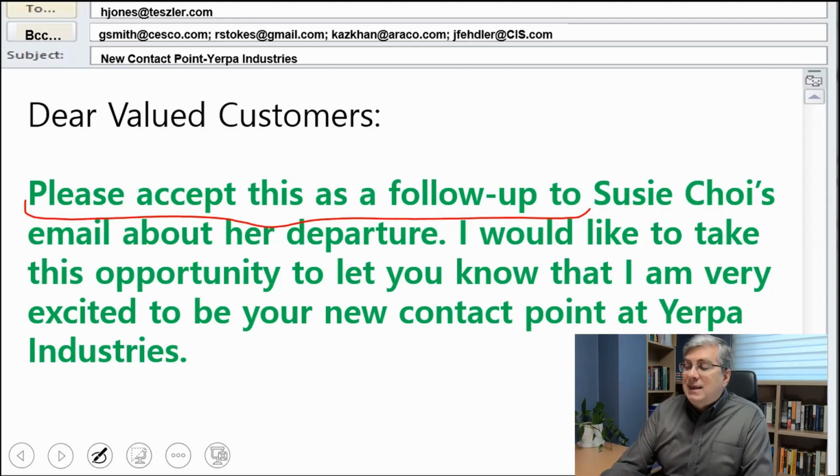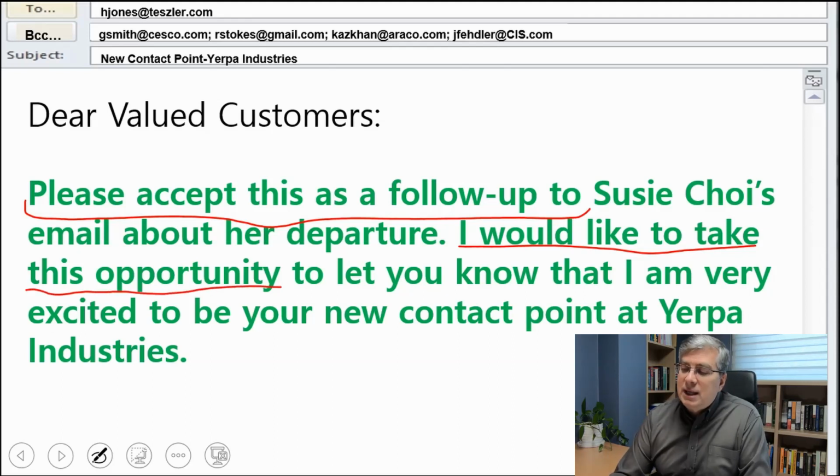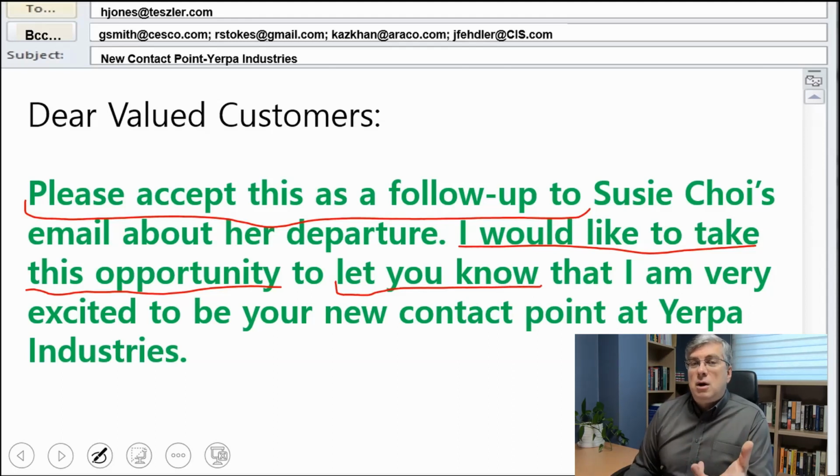I would like to take this opportunity. This is also a good expression. Now here you notice to let you know, and as I pointed out in an earlier unit, let you know is a little less formal, but it's also friendlier. I mean, you could say to inform you that, but to let you know that is more casual, but it also sounds maybe a little friendlier. So that's what I was talking about in a previous unit. Sometimes you mix formal expressions with informal expressions to sound friendlier, to try to make people feel more comfortable. So, it's okay to do that here.